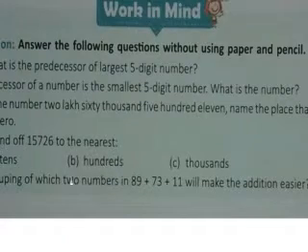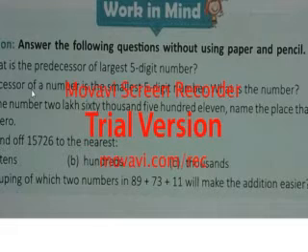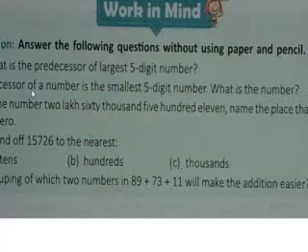If you will see the question over here, it is said the successor of a number is the smallest 5-digit number. Successor means what? By adding 1. Okay, by adding 1 we get the smallest 5-digit number.